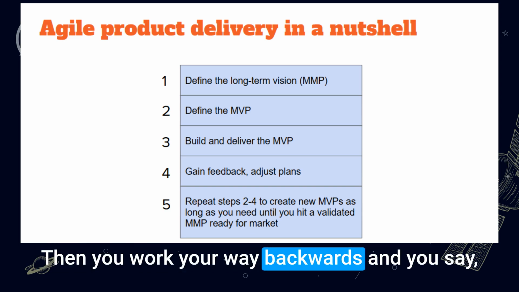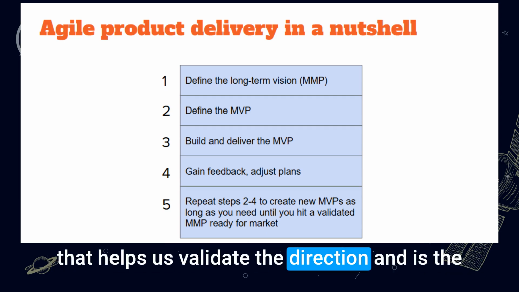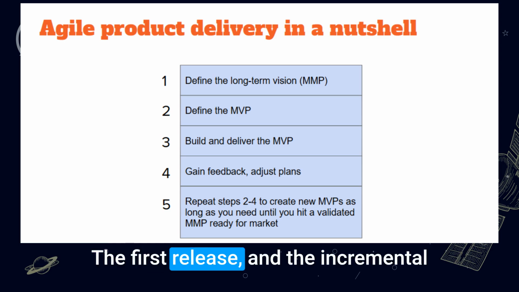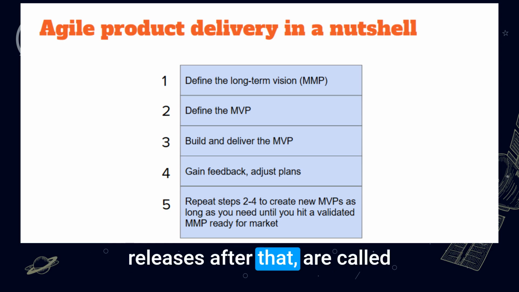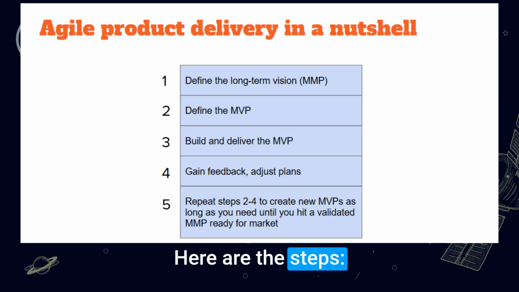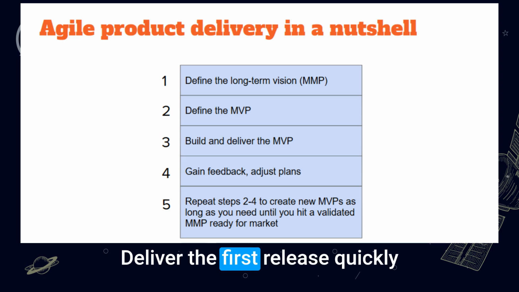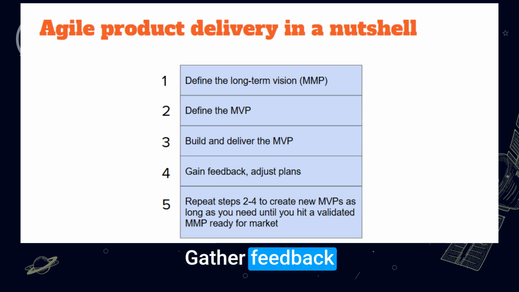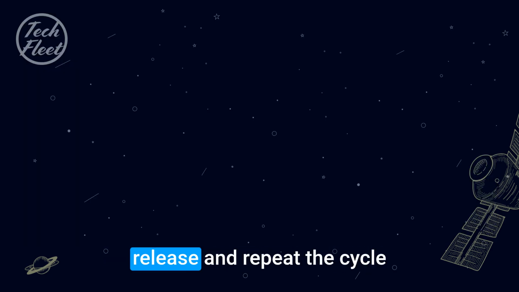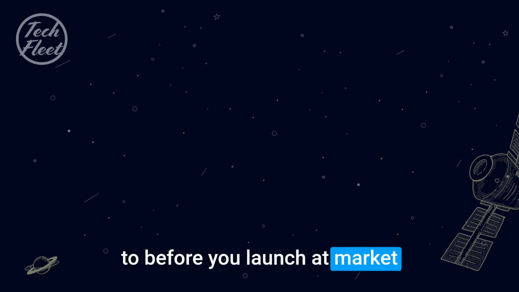Then you work your way backwards and you say, what is the first thing that we should be doing that helps us validate the direction and is the most valuable thing that we could deliver first? The first release and the incremental releases after that are called minimum viable product, MVP. Here are the steps. Define your long-term vision. Define the first release. Deliver the first release quickly. Gather feedback. Review the vision and adjust plans. Start building the next MVP release and repeat the cycle. Build as many MVPs as you need to before you launch at market.